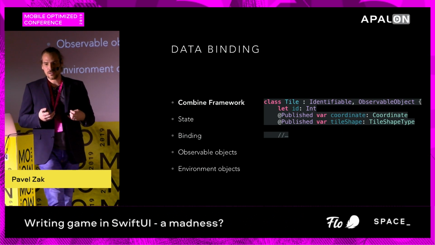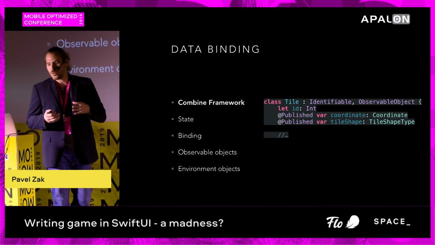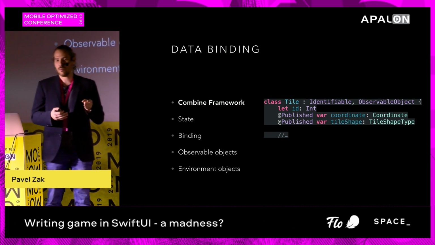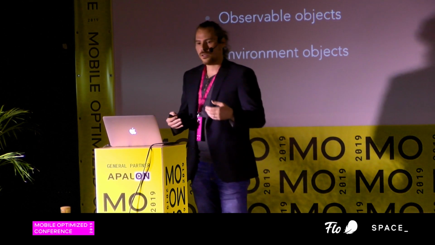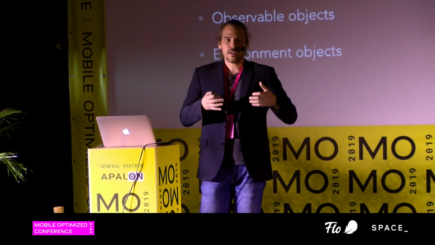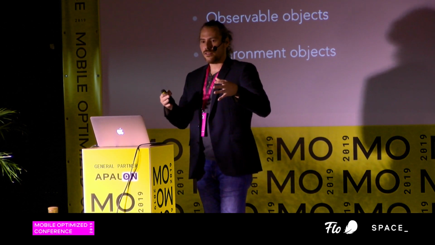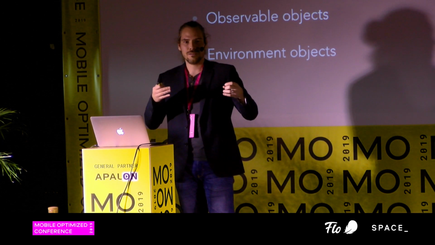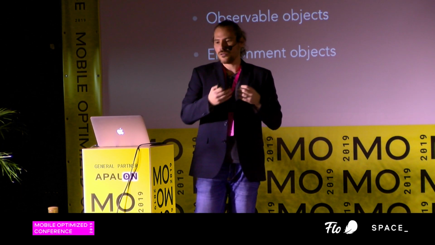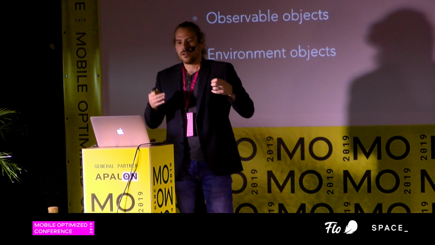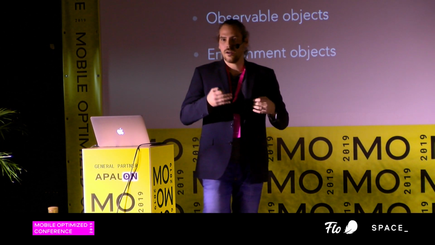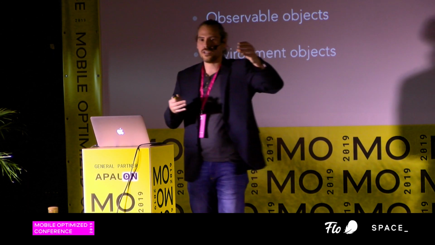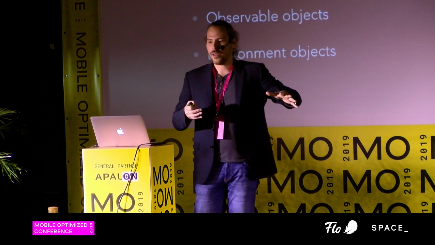Another good thing is that you can use these observable objects and provide them to the view as environment objects. This has two advantages. One is that you don't need to create some complex init interface. It's some sort of dependency injection into the view. Also, all subviews of the view have access to these environment objects, so you don't need to pass a reference to your data through the hierarchy of your UI.